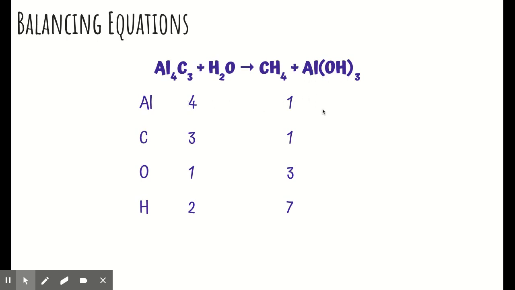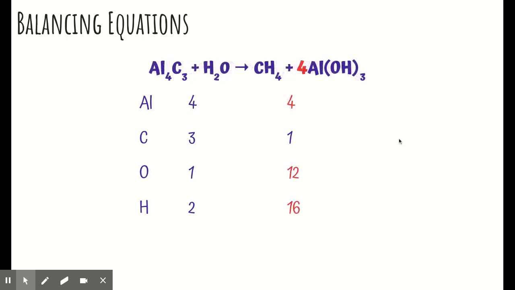That's going to change my aluminums on the product side, but it's also going to be multiplying this by 4. So I would have to adjust these and work my way through. The next step, I added in my 4 here, so that's going to change these. I now have 3 times 4, so I have 12 oxygens. Then 4 times 3 gives me 12 hydrogens here, plus these 4 hydrogens right here, which gives me a total of 16 hydrogens. So this is where I'm at right now.